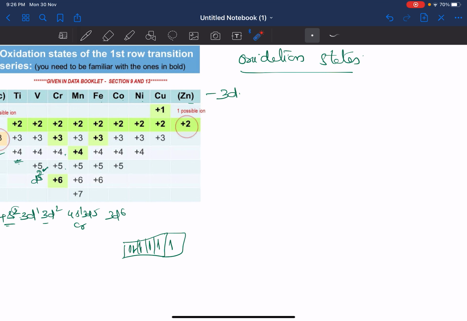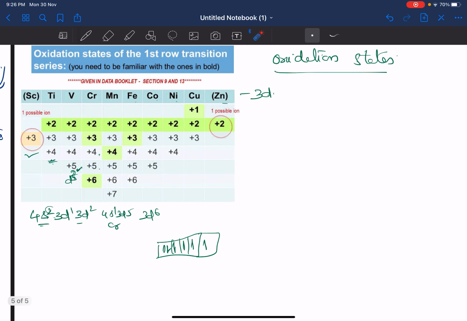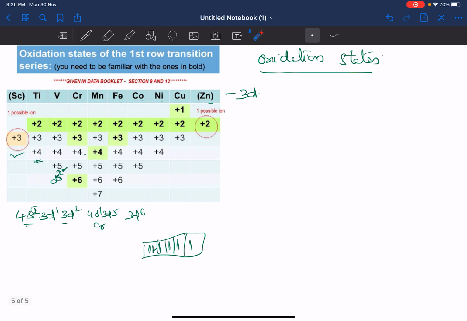Nickel: +2, +3, +4. Maximum oxidation number is +4. Copper: +1, +2 and +3. And zinc will give only one possible ion, that is +2. Whereas scandium also has only one possible, that is +3. So the first element and the last element show only one possible ion, due to the completely filled orbitals of zinc and only one electron in the outermost d orbital of the scandium atom.